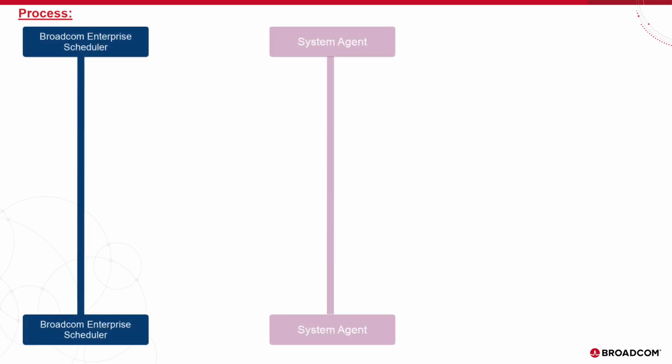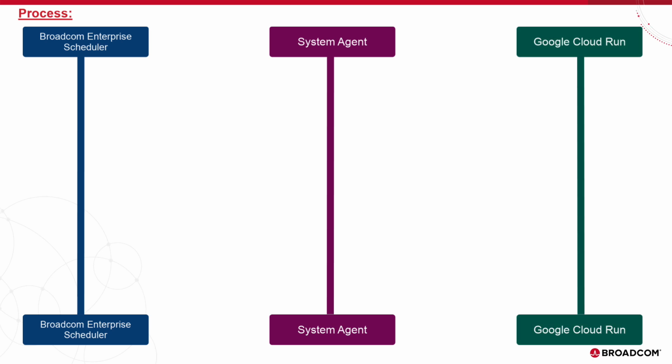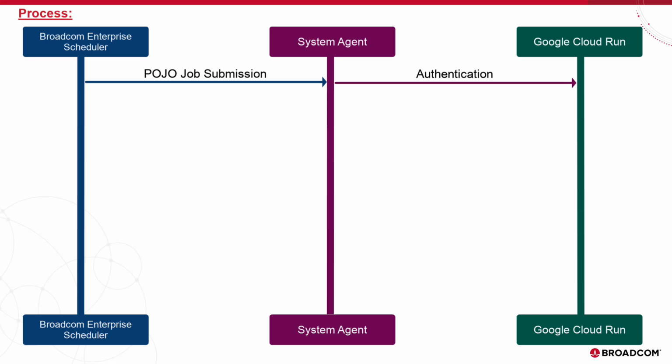The integration involves three main components: the AutoSys scheduler, the system agent, and Google Cloud Run. The AutoSys scheduler submits the POJO job to the system agent. The system agent receives the job and then initiates communication with Google Cloud Run. The system agent authenticates to Google Cloud Run using the credentials defined in the J2EE authentication parameters. Once authenticated, the agent submits the execution request to Google Cloud Run using a REST API operation.